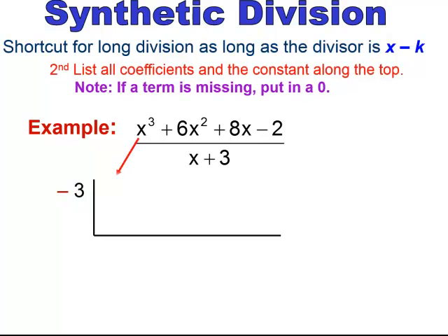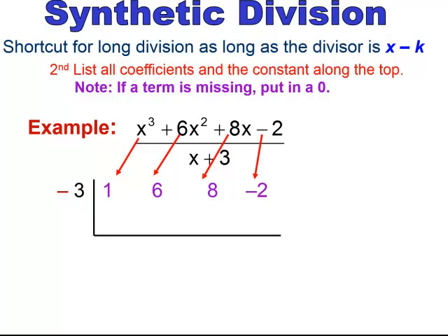Then you're going to list all the coefficients and the constant on the top row. If a term is missing, put a 0. That would be the coefficient for the missing term. So again, the next step is to take all the coefficients of the polynomial that you're dividing into and put them in the first row.